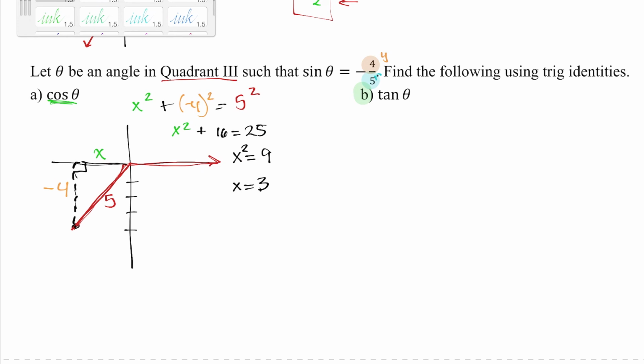And so here I figured out that x is equal to 3. Because we had gone over to the left, I know that x is going to be negative 3 in this case. So then now in order to do cosine of my theta, I know that that is x over r. So I've got negative 3 over 5.